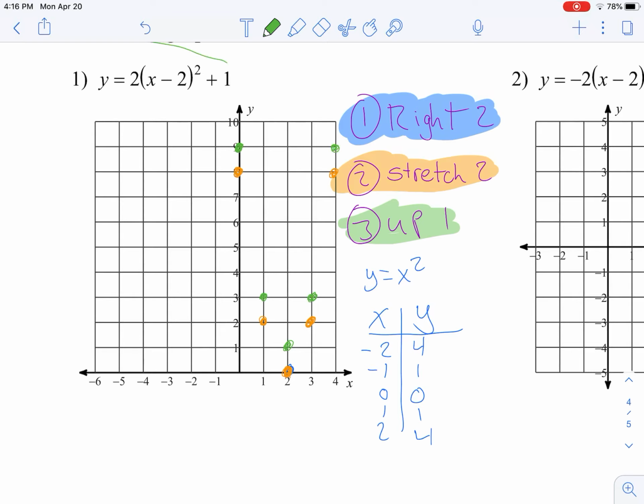graph. This is a graph of this function right here. And we just did all the transformations. So let's get rid of that. There we go. So this is really our answer here.